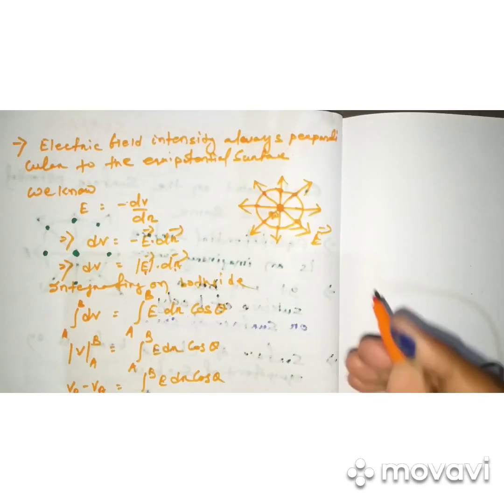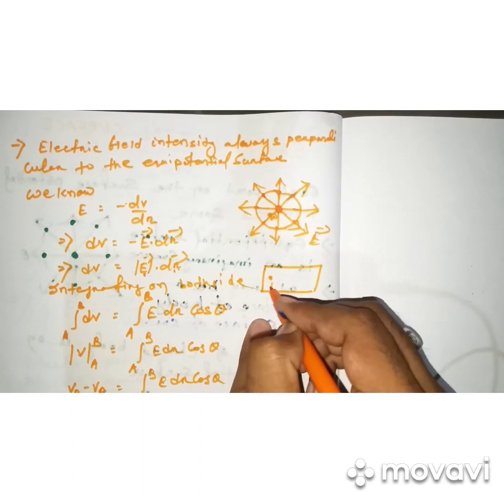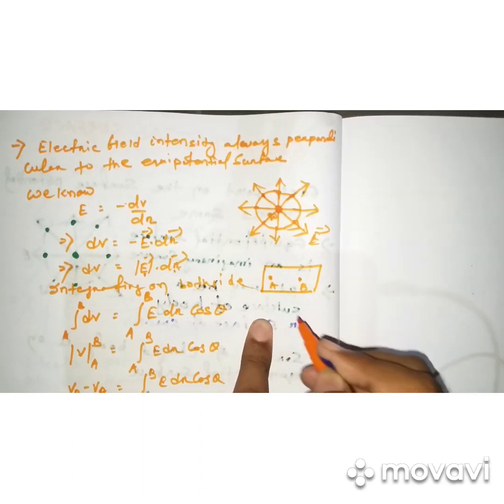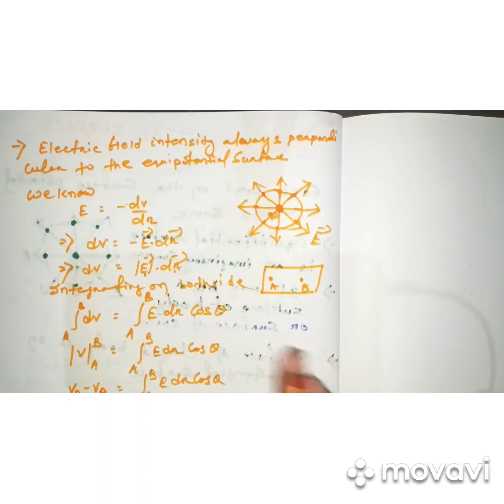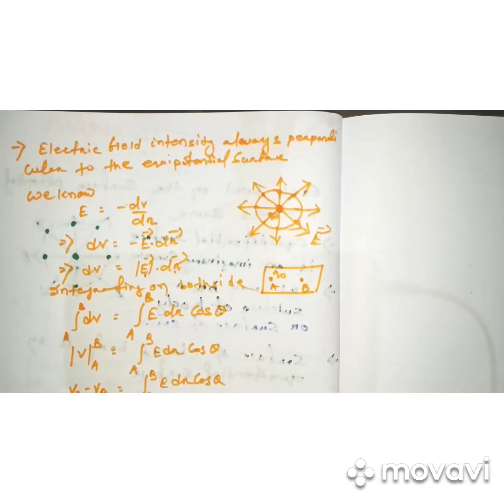Clear? If you represent a surface, that is point A and that is point B. Okay, this is the test charge Q naught. Clear?